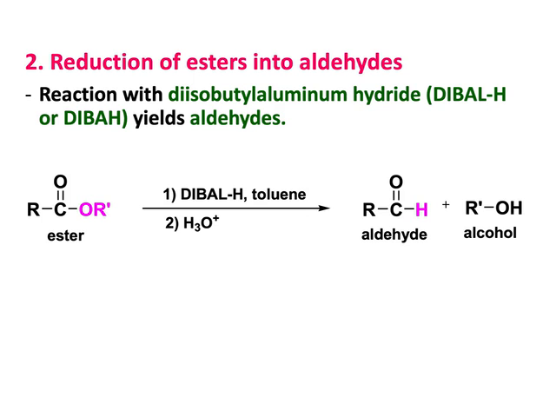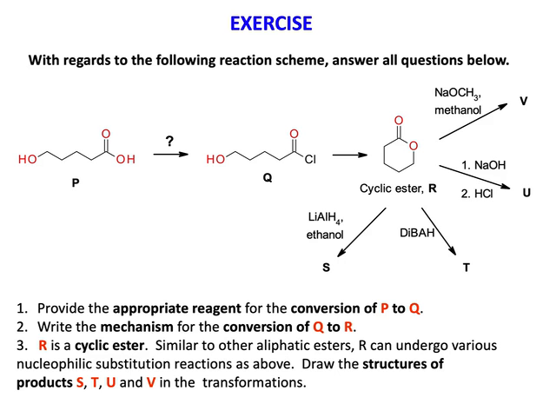Next is reduction of ester into aldehyde by using DIBAL. This is a mild reducing agent. You get the aldehyde and alcohol. So this is an example and some exercises from the reactions and preparation of ester.